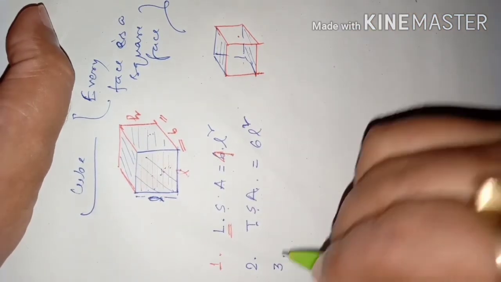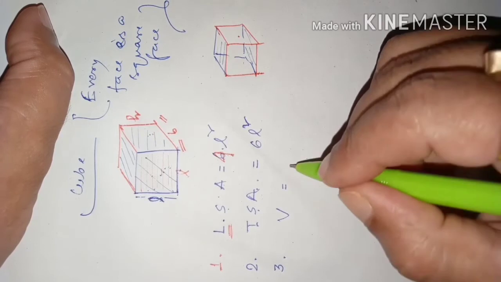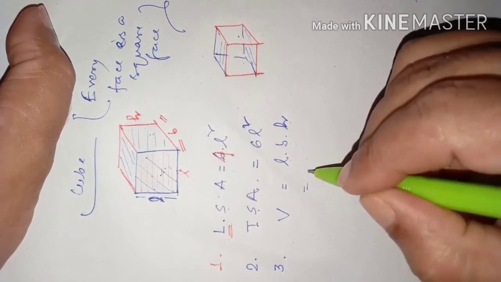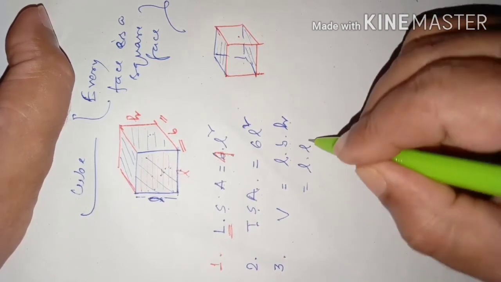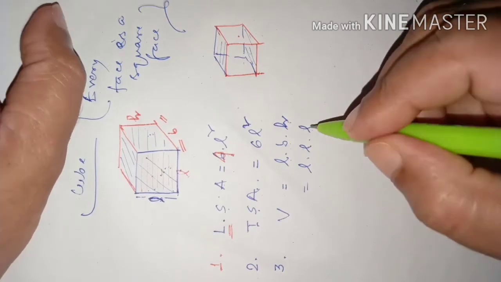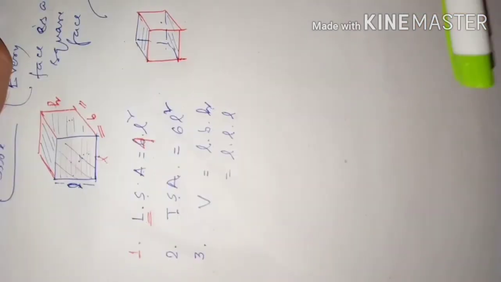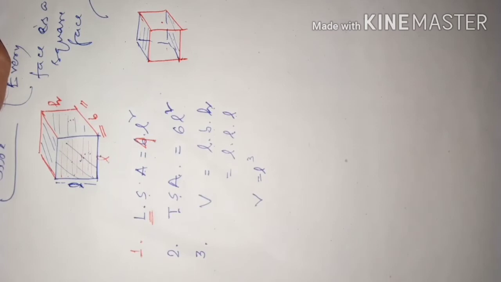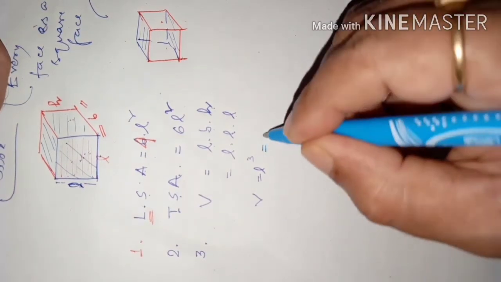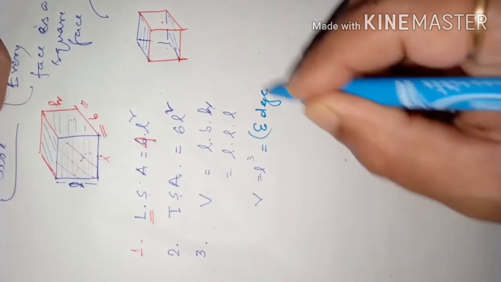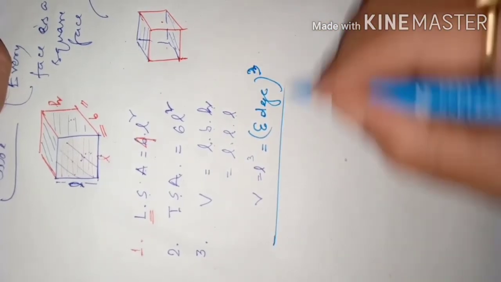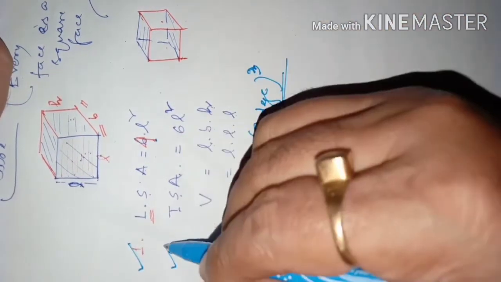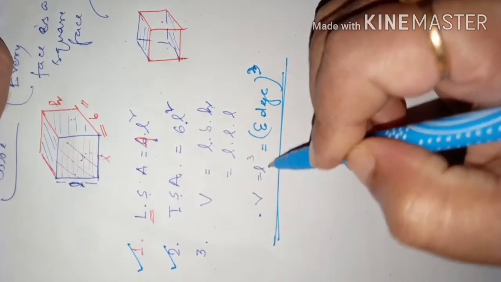Then the volume will be like that. The volume of a cuboid is what? Length into breadth into height. But for a cube, length, breadth, and height are all the same. So it will be length into length into length, meaning breadth also is length and height also is length. So we can say it is length cube. So volume is length cube or side cube. It is also edge cube. Edge means the side. That is the volume. So remember 3 formulas: 4L square, 6L square, and the volume L cube or edge cube.